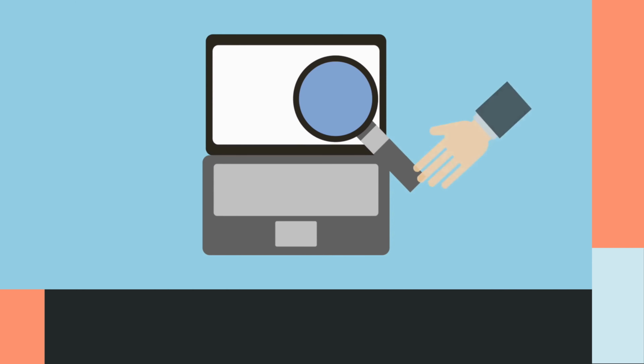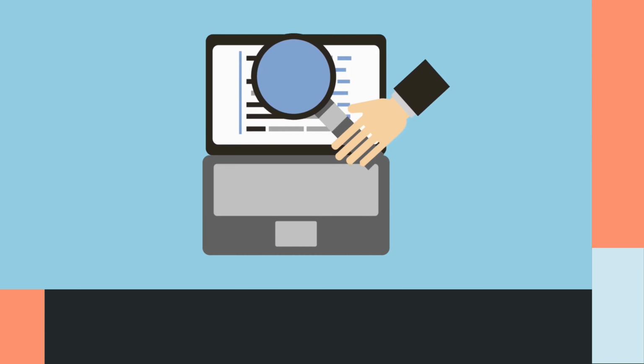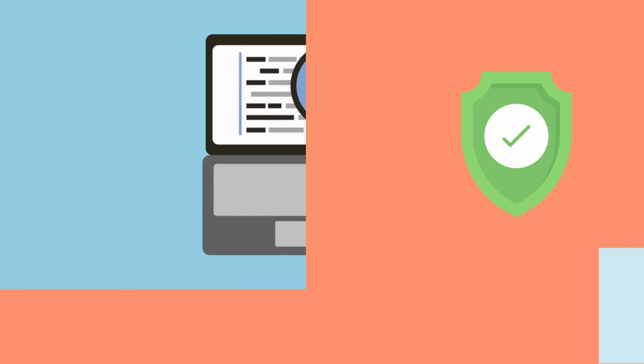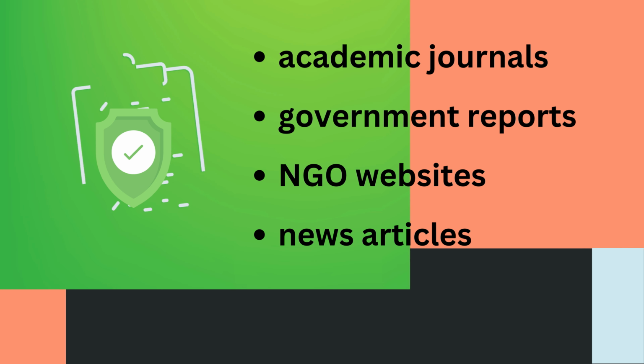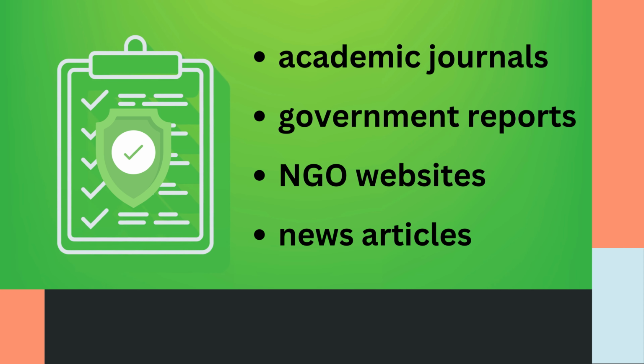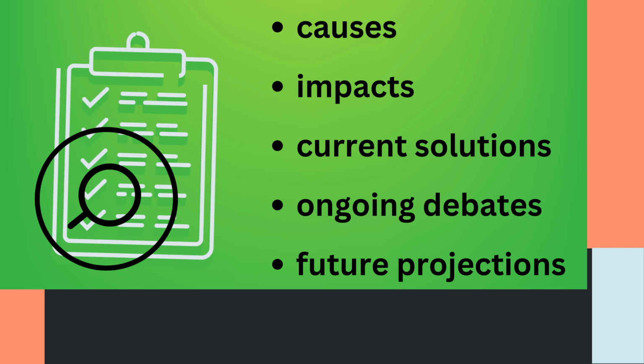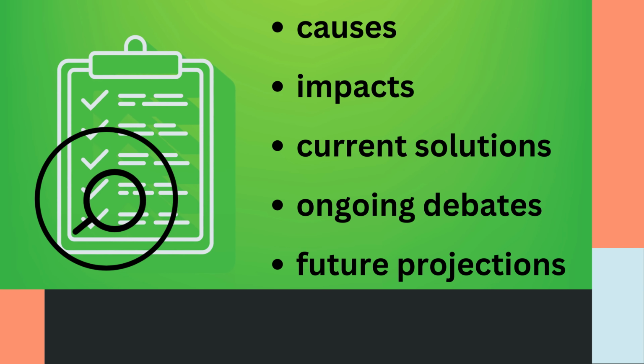Step number 2. Research the issue. Once you've chosen a topic, delve into research to deepen your understanding. Look for reputable sources such as academic journals, government reports, NGO websites, and news articles to gather information about the issue. Pay attention to the causes, impacts, current solutions, ongoing debates, and future projections related to your chosen sustainability issue.